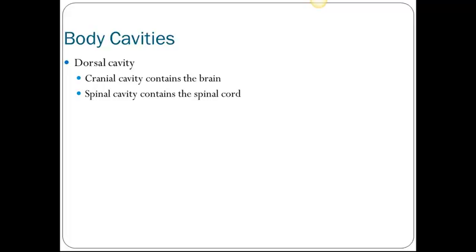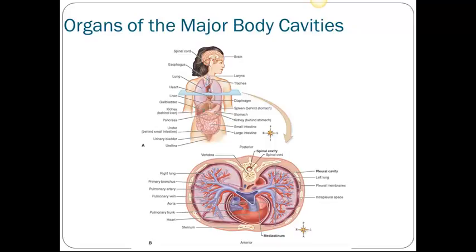Other body cavities. So we talked about the ventral cavity. Now we're going to talk about the dorsal cavity, which contains the cranial cavity, which has the brain only, and then the spinal cavity, which contains the spinal cord. Here's a table that summarizes all the different organs in the body system, and we also have an anterior view, which actually is a transverse slice of a person, us looking down at it and what the organs look like.